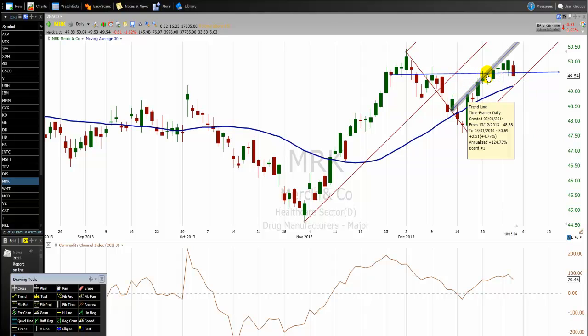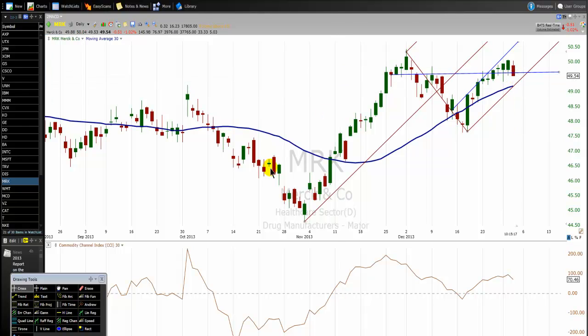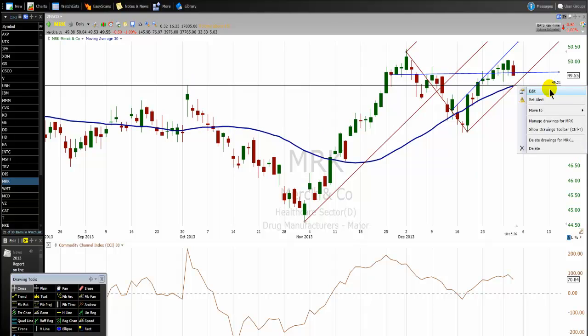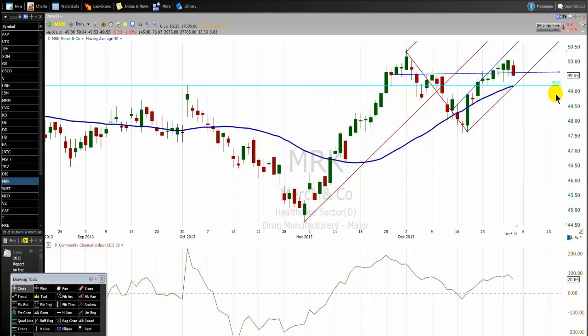You see the blue line is a resistance. As the price was touching it, traders were selling slowly, carefully here. But finally today we are going back below this support level. What I will say here is that there's another level here traders must watch. This candle here, you see this candle here. So I will color that in turquoise at the level of $49.21.